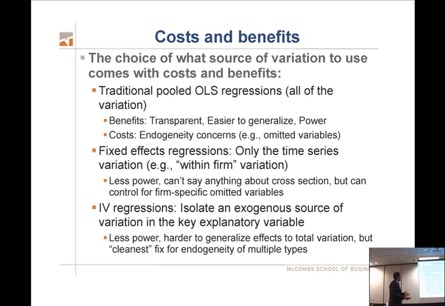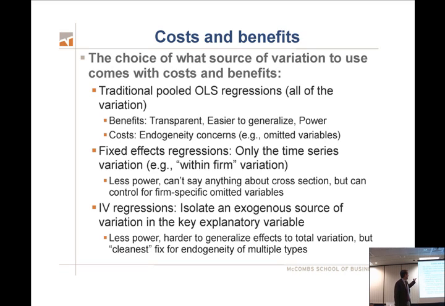So that choice then leads to the costs and benefits of the approach. When you run traditional pooled OLS, you're using all the variation. It's transparent. It's easier to generalize. When you're using all the variation, there's no argument about what happens in this part of the data. Right? You can figure that part out. Then you have more power. The cost of this is all these endogeneity concerns. I worry about omitted variables and all the other stuff.